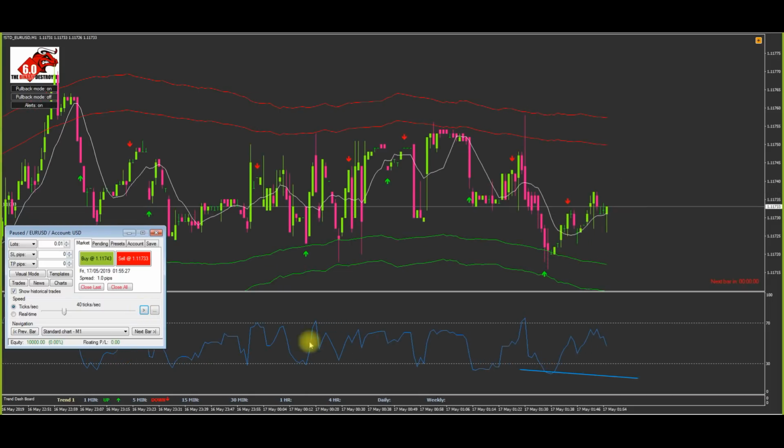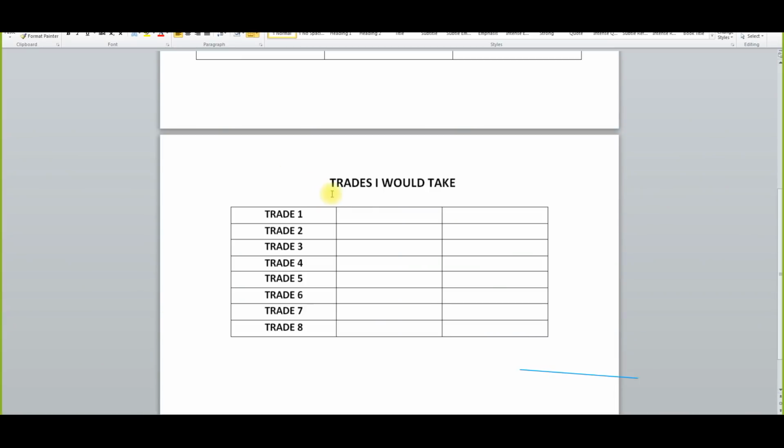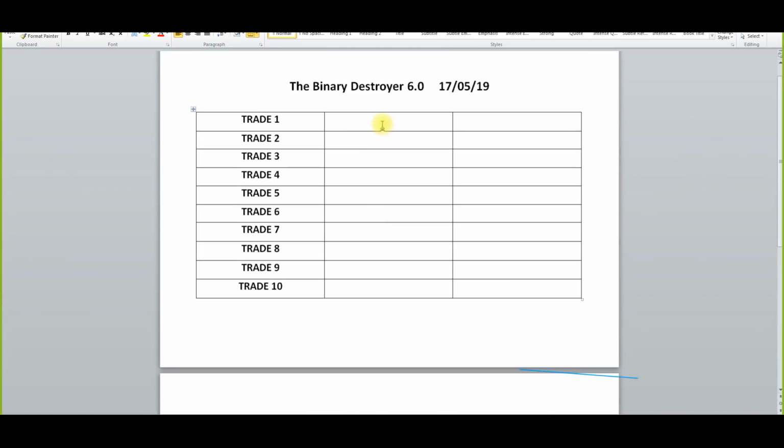1, 2, 3, 4, 5. I mean, I don't need to count that. So first trade was a winner. Okay, winner, 10-minute expiry. So we'll carry on.